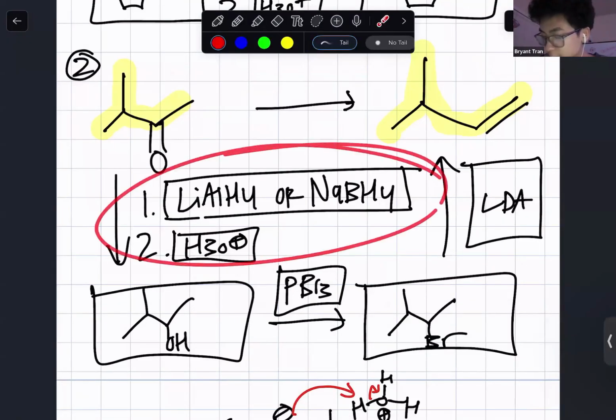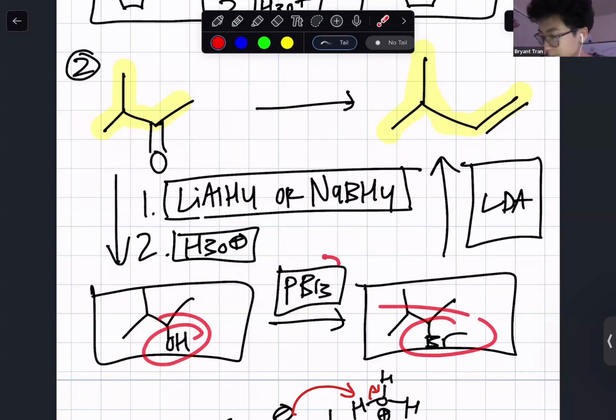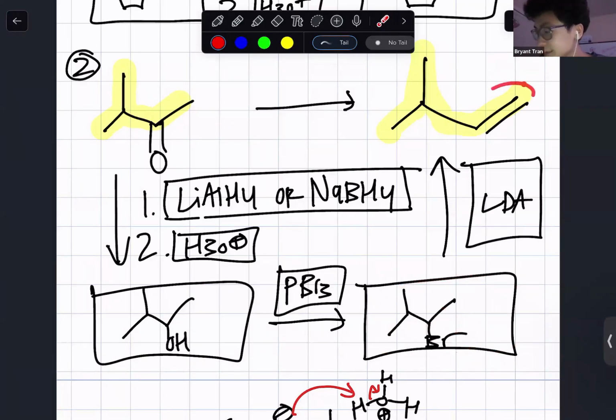The first step was reduction. We reduced this ketone into the alcohol. The second step, we converted the alcohol into the bromine with PBr3. The third step, we converted the bromine into the less substituted alkene using E2 with a strong base, a bulky strong base, LDA. Right.